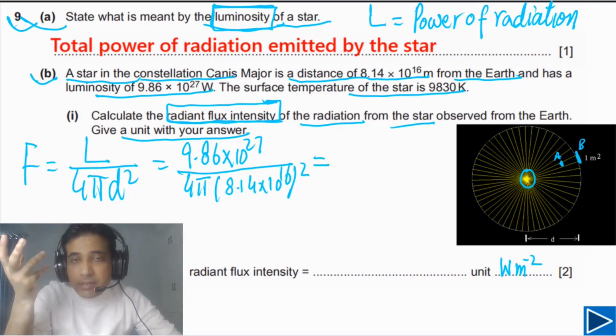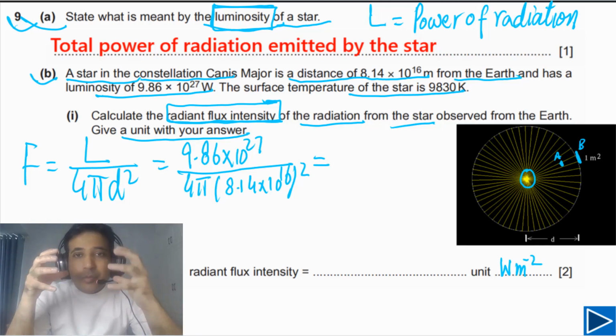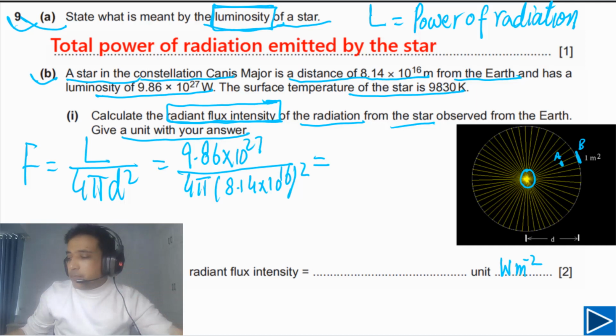Now simply just remember the formula. Radiant flux intensity is luminosity over 4 pi d squared. So you must have a sense about this one. So you can get feelings about physics. So you can understand these quantities. Now let's try to write down our final answer.